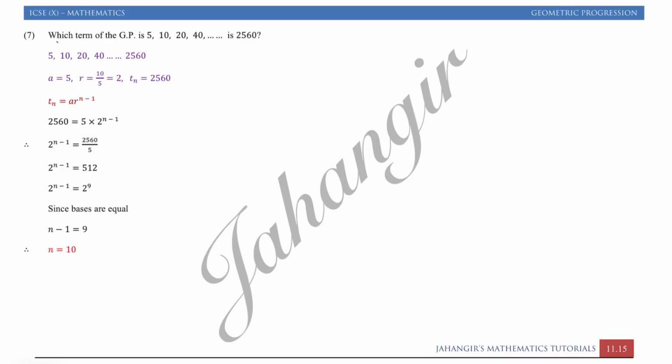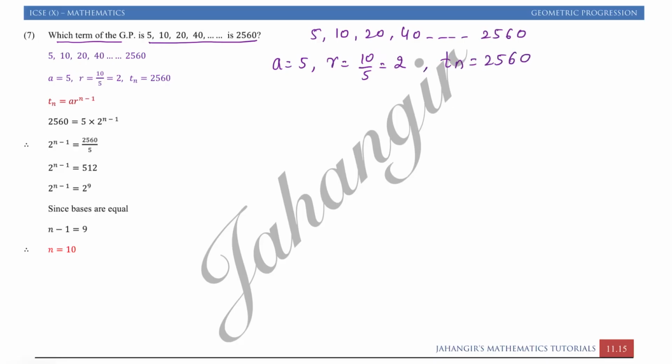Question 7. Which term of the GP 5, 10, 20, 40 is 2560? Here we don't have to show whether it is a GP or not. Already they have given that it is a GP. So here a is 5, r is 10 upon 5 which is 2, and Tn is 2560. So what we will do? Here we will use the Tn formula, that is a into r raised to n minus 1.